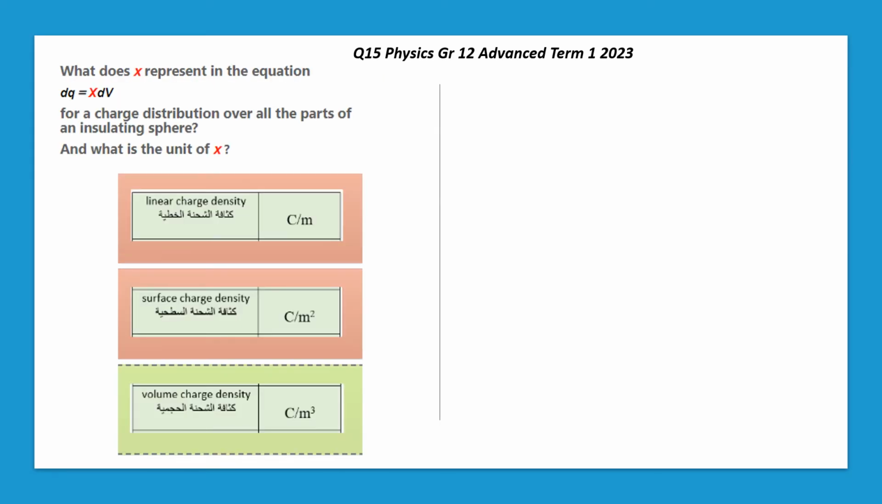Here with question 15. For this question, refer to chapter 2, section 5. What does x represent in the equation? dq equals x, the unknown, multiplied by dv. When you read dv, you should always remember the volume. Volume means meter cube. So that's the correct answer.